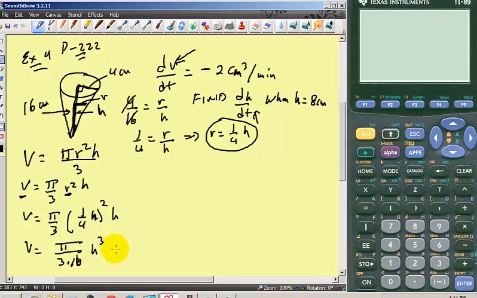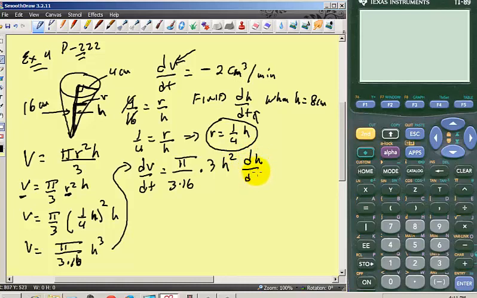Now I can take the derivative of this as is. On the left side I'm going to get dV/dt. On the right side I have pi over 3 times 16 times 3h squared dh/dt. Of course those 3's are going to reduce. My dV/dt now will look like pi over 16 h squared dh/dt.